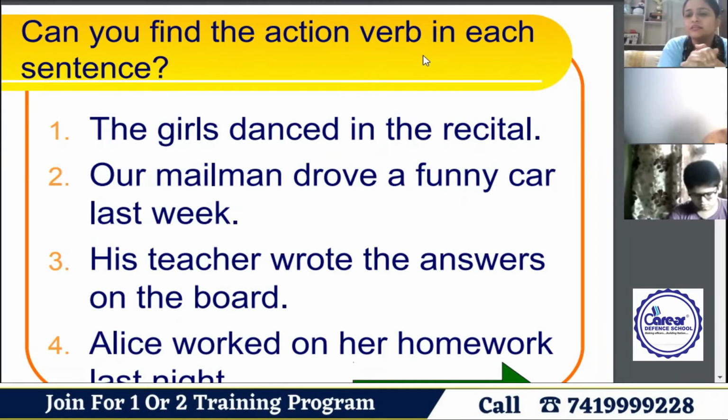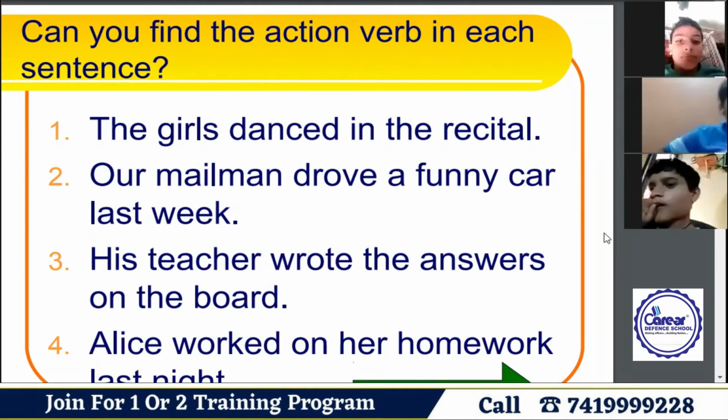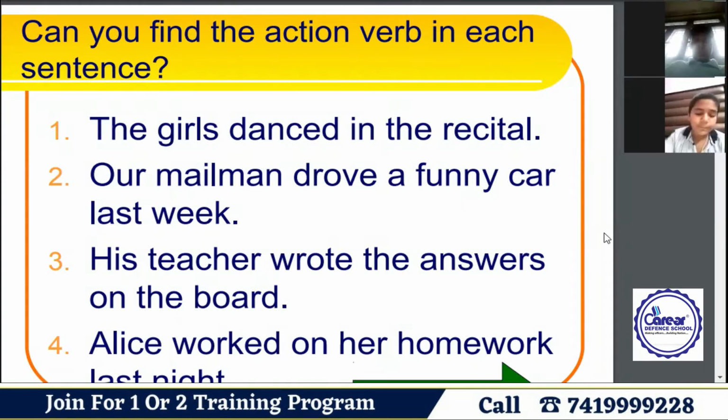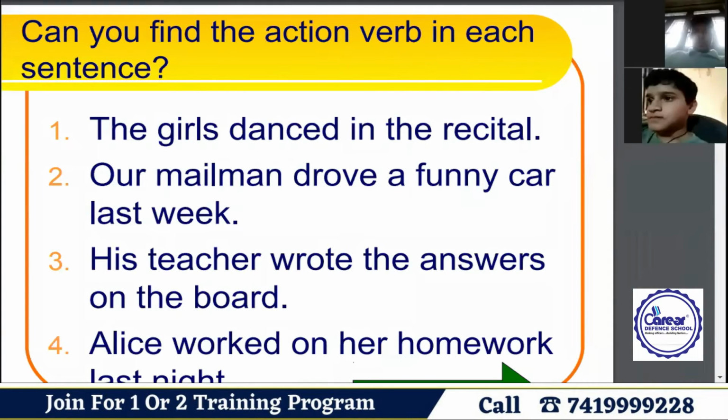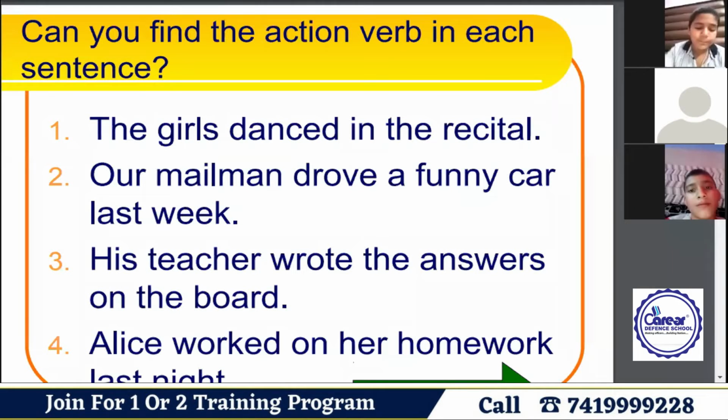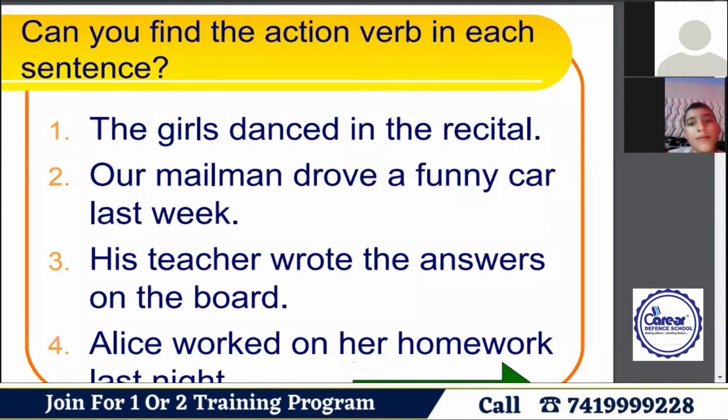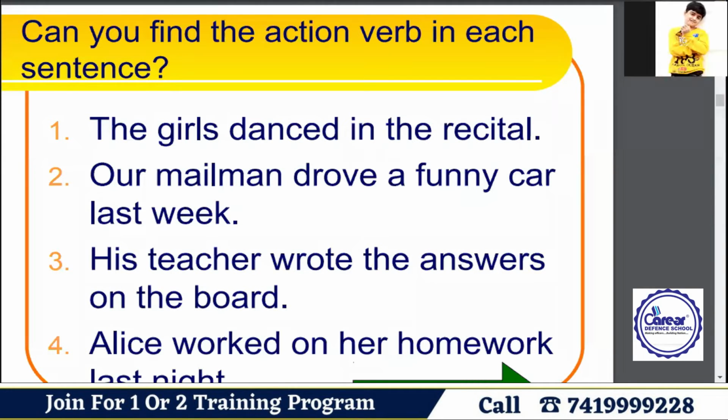Now can you find the action verb in each sentence? So I'm going to ask one by one those who have turned off camera. Maneet Singh, unmute yourself. Yes, turn on your camera. Maneet Singh, I'm going to remove you. Devdang, unmute yourself. Unmute your device. Devdang, turn on your camera. Turn on your camera. Hurry up.